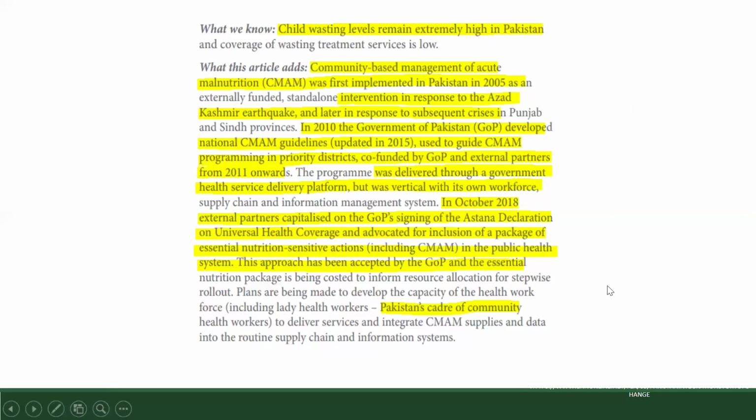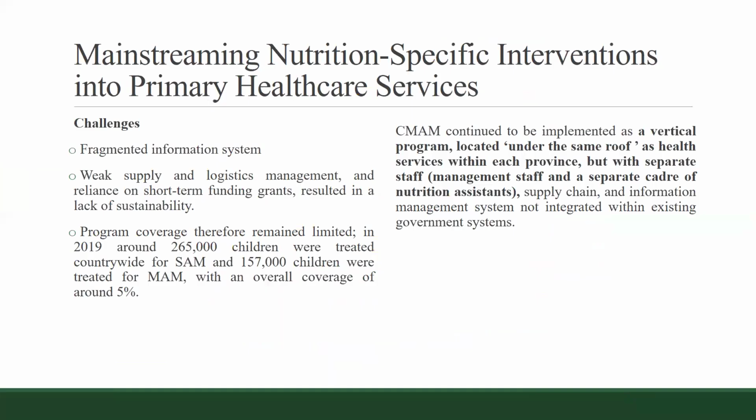What we know, child wasting levels remain extremely high in Pakistan and coverage of wasting treatment services is low. Mainstreaming nutrition specific interventions into primary healthcare services. The challenges include fragmented information system, weak supply and logistics management, and reliance on short-term funding grants, resulting in a lack of sustainability. Program coverage therefore remained limited. In 2019, around 65,000 children were treated countrywide for severe acute malnutrition, and 175,000 children were treated for moderate acute malnutrition, with an overall coverage of around 5%.